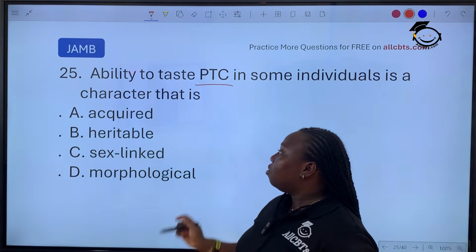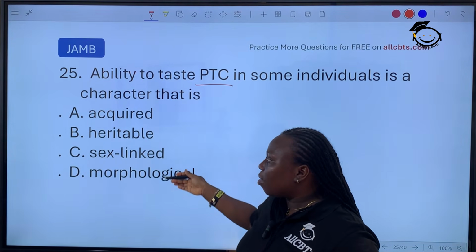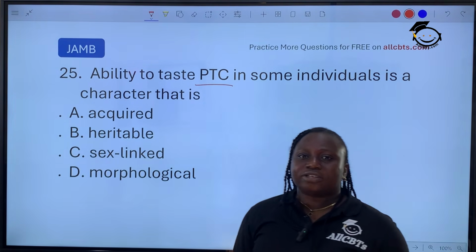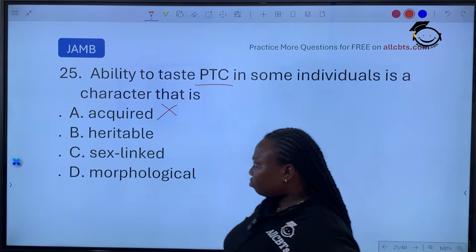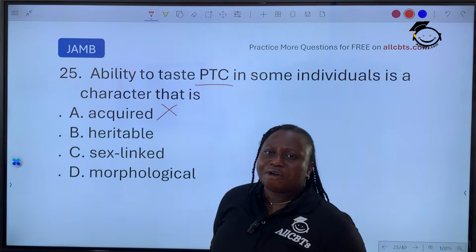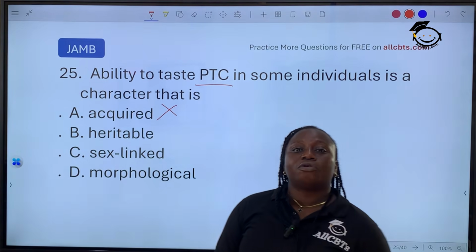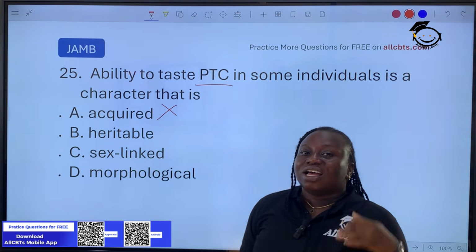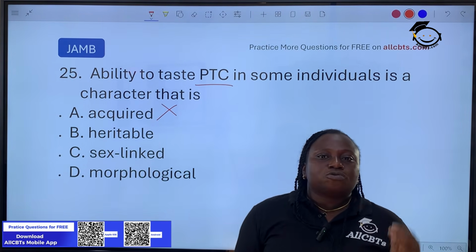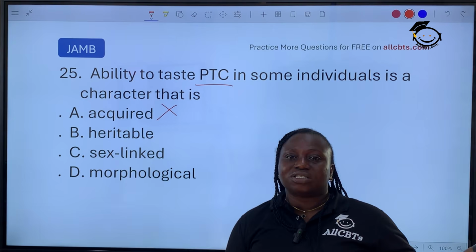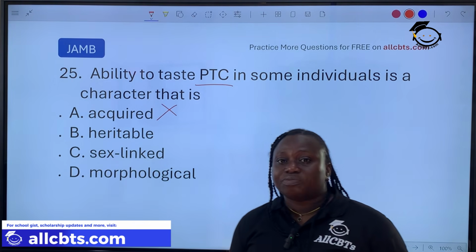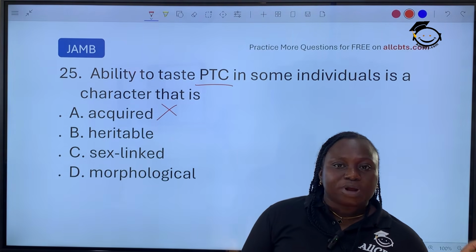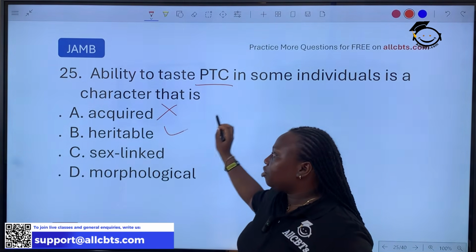So let's now check acquired, heritable, sex-linked, and morphological. Acquired is something that you just have. This is not acquired. Heritable traits are traits that are passed on from the parents to the offspring. Over the years, they have noted that if the parents can taste PTC, then the child will be able to taste PTC. So the tasting of PTC can be passed on from the parents to the offspring. So yes, it is heritable.